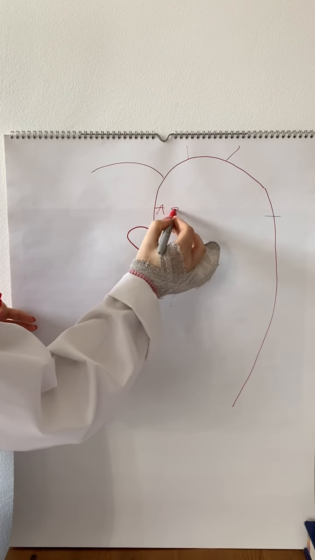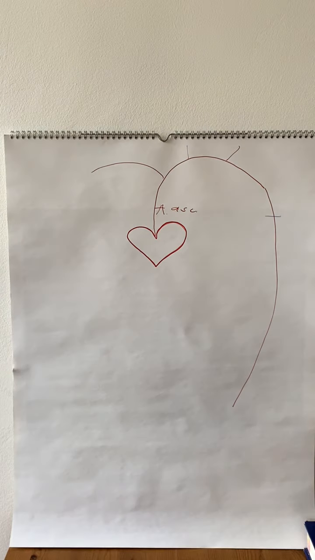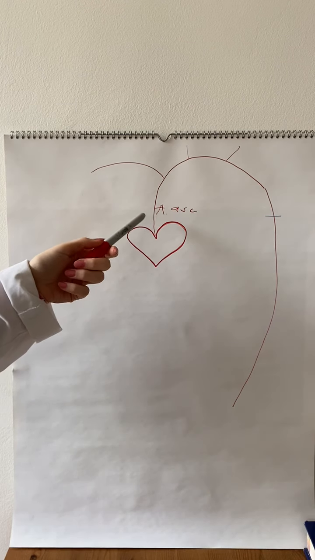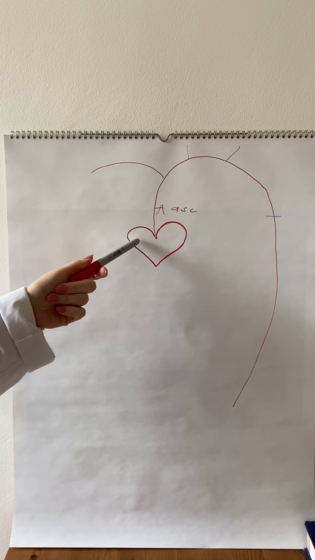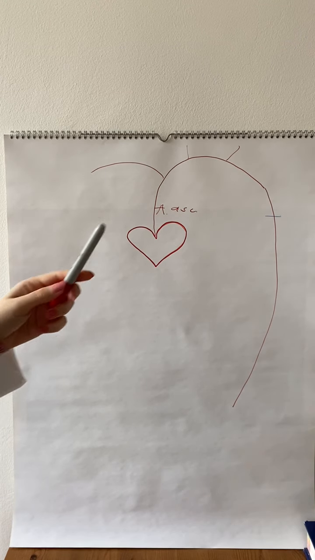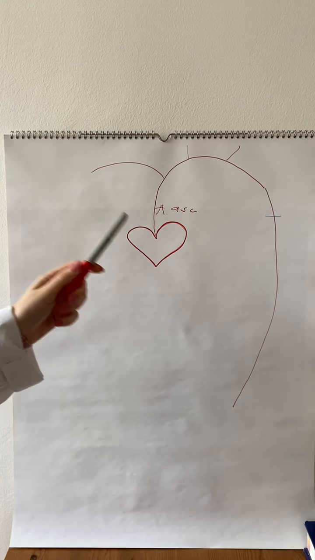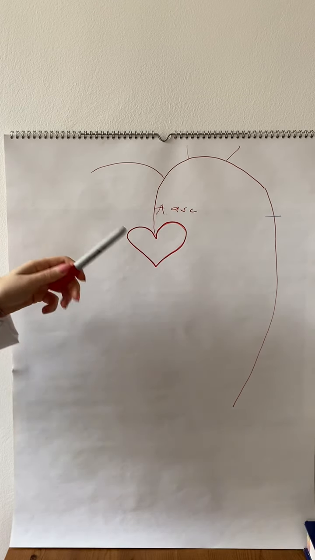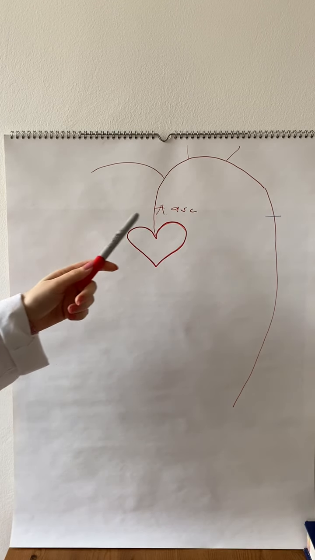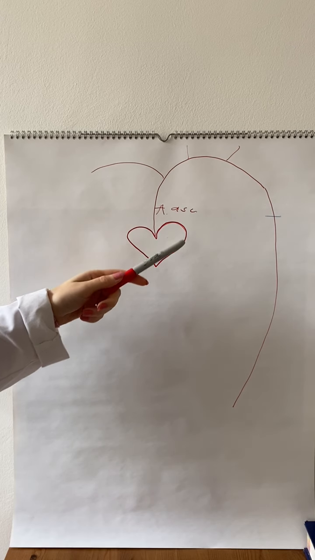Aorta ascendens will have very important branches called arteria coronaria sinistra and dextra. Arteria coronaria dextra is for the right side. Arteria coronaria sinistra will be for the left side of the heart.